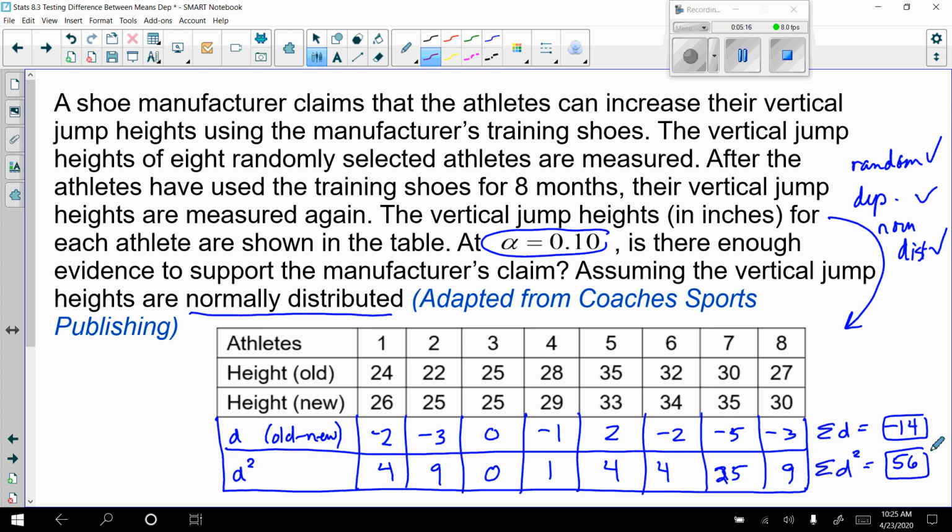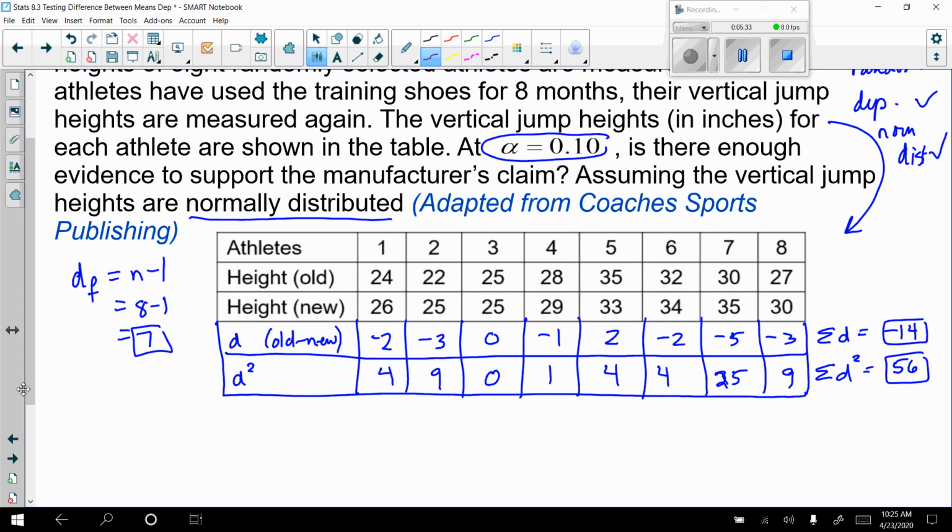Okay, since this is a t-test, we need to find the degrees of freedom, which is n minus 1. And since there are 8 athletes, it's going to be 8 minus 1, or 7. Now let's come up with our null and alternate hypotheses, now that we've found this information.